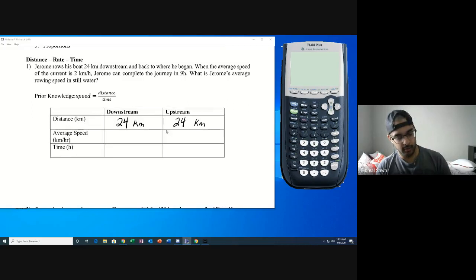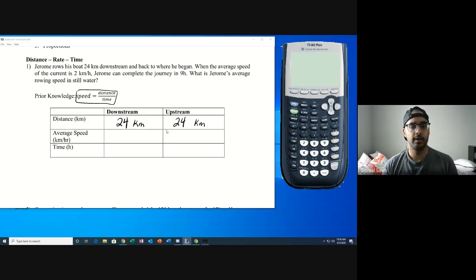Okay, the time, we're going to need the speed in order to do this. So we're given a formula that says a speed is equal to a distance divided by a time. So kilometers per hour, meters per second, miles per minute, whatever the units are, you could do this. Now, for their average speed, there's two things we have to think about. The speed that Jerome's actually rowing his boat, plus the speed of the current.